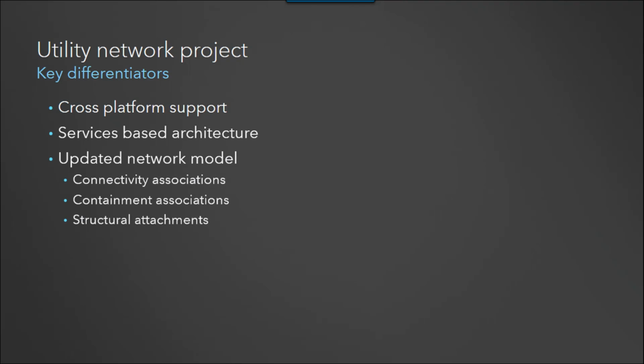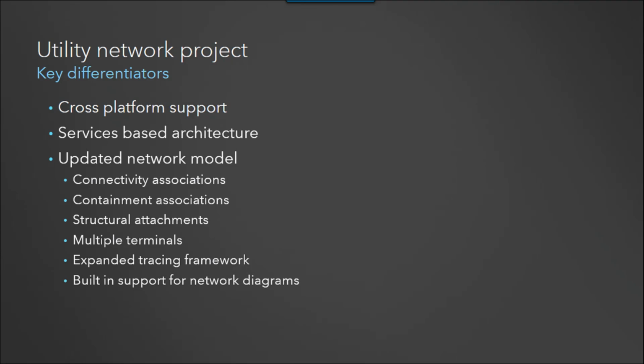It has an updated model that contains things such as, we'll go through these, all different types of associations for specifying connectivity, containment, or structural attachments. You can support terminals on devices. Think about a transformer that has multiple terminals on it. There's a very powerful and expanded tracing framework that you'll be able to configure and do some really remarkable things with. Built-in support for network diagrams. Network diagrams is our new vernacular for schematics. It's built in. You don't have to buy anything else. It's just part of the utility network, the ability to create schematic diagrams.